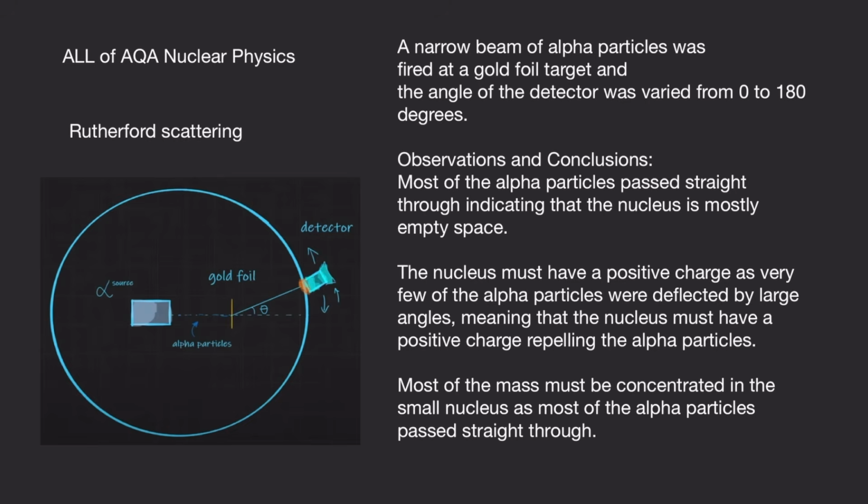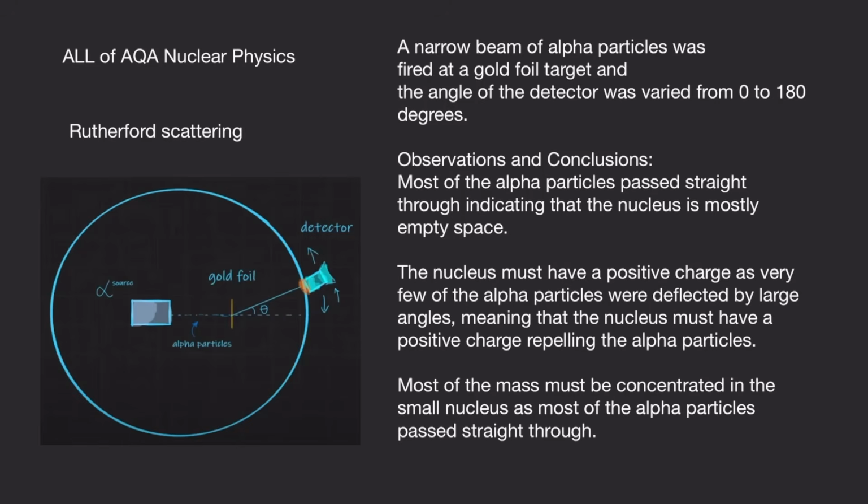Let's go over the whole of AQA nuclear physics. We're going to start off with Rutherford scattering. So Rutherford used an alpha source aiming alpha particles at a gold foil. Behind it, there was a detector that could measure the amount of alpha particles at various different angles. What were some of the observations and conclusions?